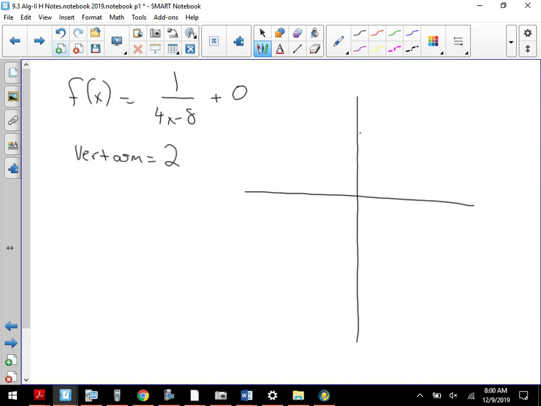Vertical asymptote at 2. Horizontal will be at 0, because the k value is 0. H is the 0 of the denominator. Think of it that way. This one's just because we usually wrote it as x minus h. Well, in this case that x has a coefficient. It's still the 0 of the denominator. It always is. So here, I would pick 1 and 0, 3 and 4. Those would be my x values I would choose.